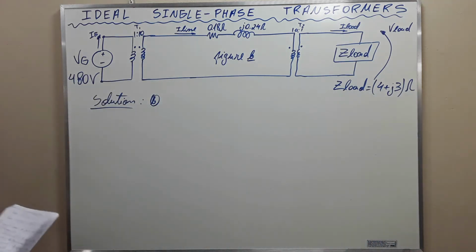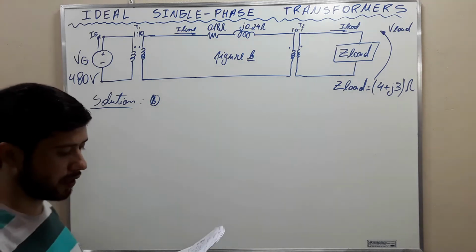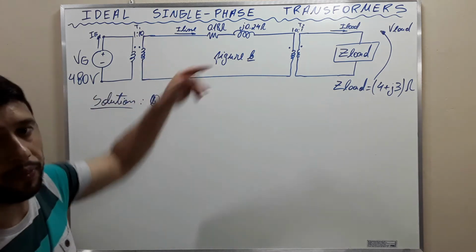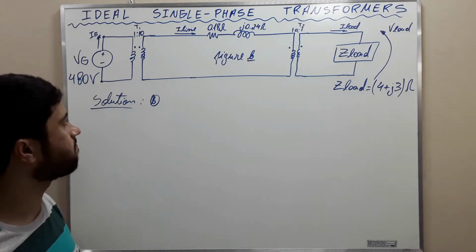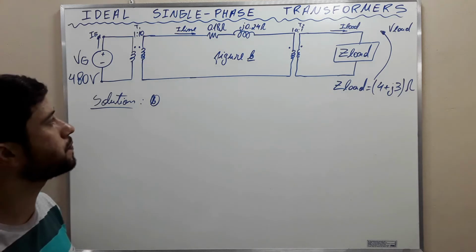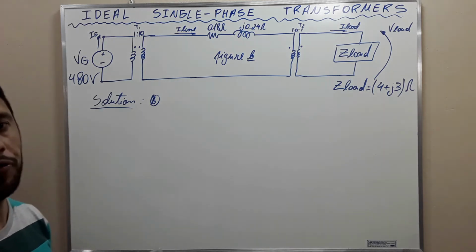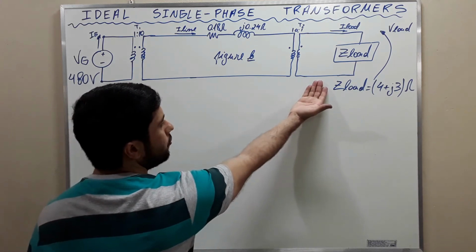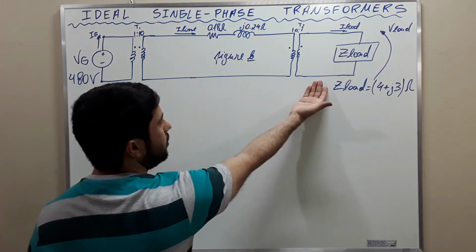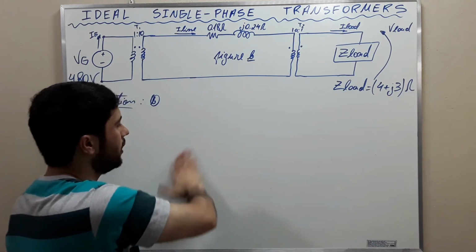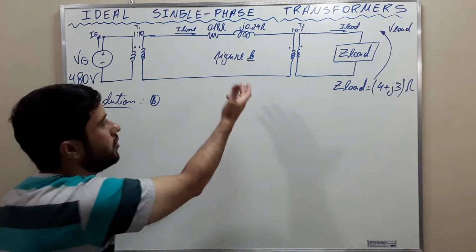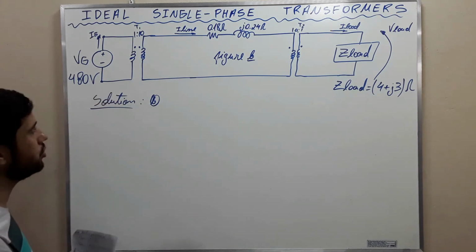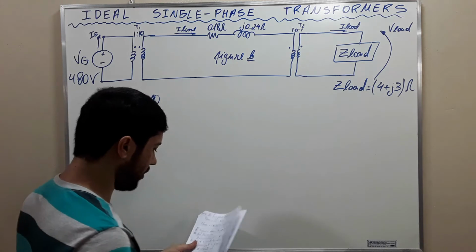First of all, we are going to represent the system in an equivalent way, okay? We are going to refer this impedance to this side, and then we are going to sum the impedances, and then we are going to refer again to the generator side until we get something of the sort.